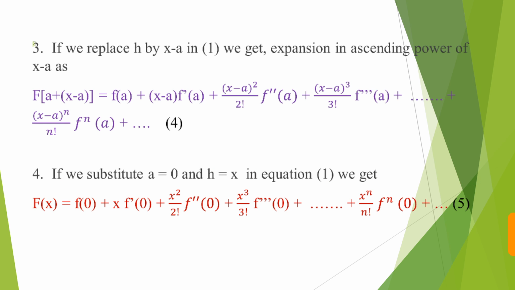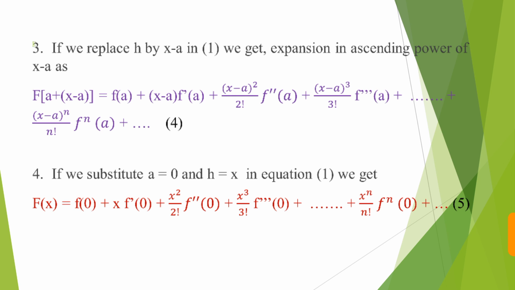Next, if we replace h by x minus a in the first, we get the expansion in ascending powers of x minus a as f of a plus x minus a is equal to f of a plus x minus a f dash of a plus (x minus a) square by 2 factorial into f double dash of a plus (x minus a) cube by 3 factorial into f triple dash of a plus, and so on.